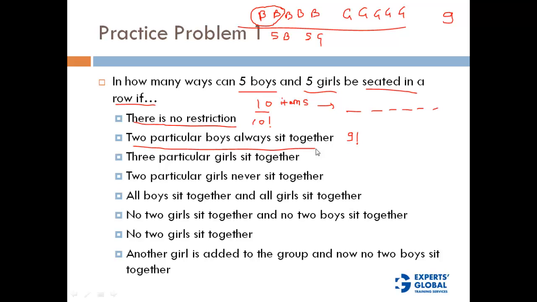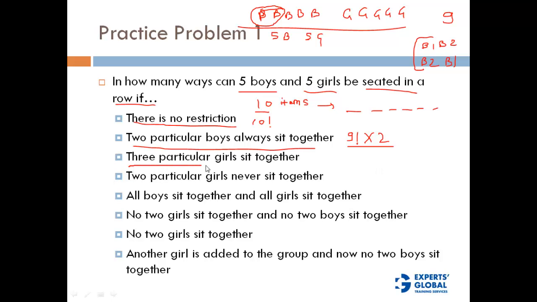Correct? But also you will see that in each of those 9 factorial ways, we are not considering the specific order of these 2 boys sitting together among themselves, right? So it could be boy 1, boy 2, or boy 2, boy 1. So each of these 9 factorial ways is still going to have 2 exact arrangements depending on which boy sits where. Correct? So that is why the total number of choices is going to be 9 factorial into 2.